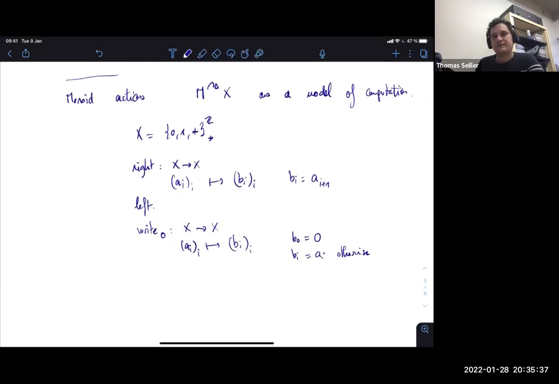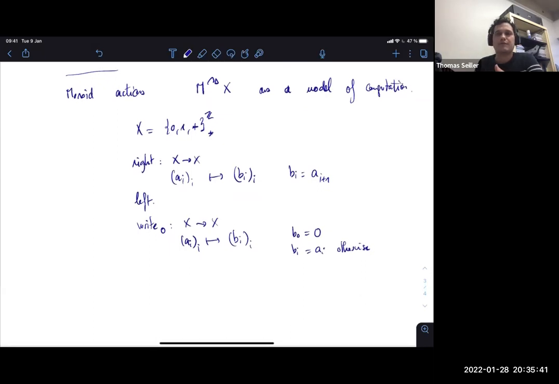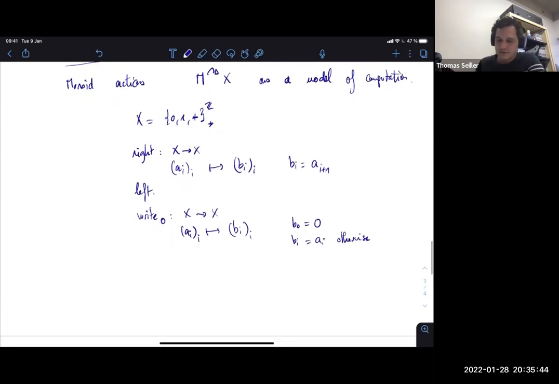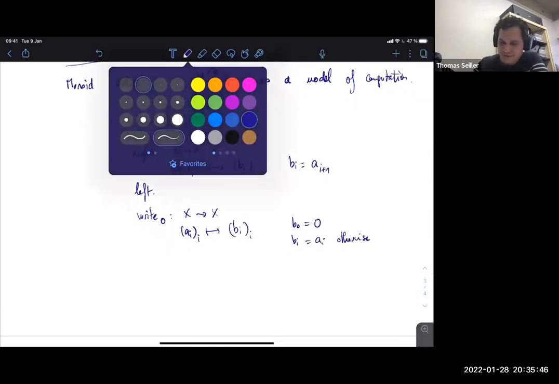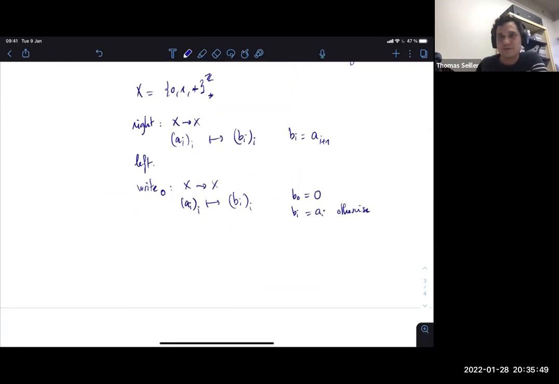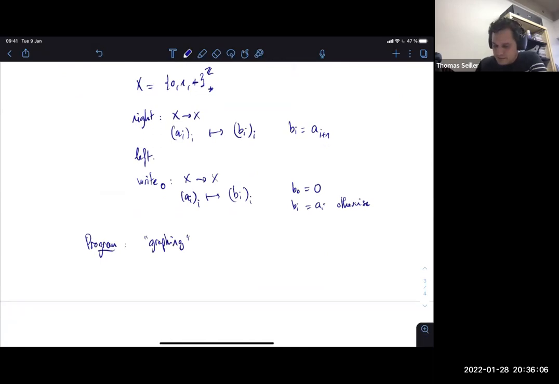So if this is giving you the model of computation, you have to explain what a program is, right? Again, this is a complicated notion, so I won't define it completely, but I will give you a specific case. So a program then is what I call a graphing. This is a notion coming from ergodic theory initially, and it generalizes dynamical systems.